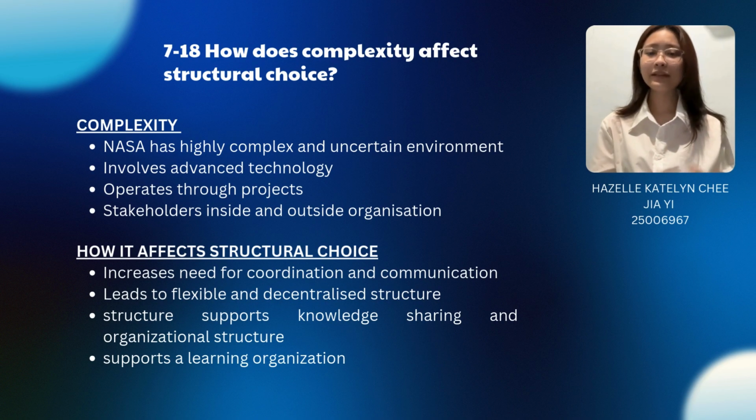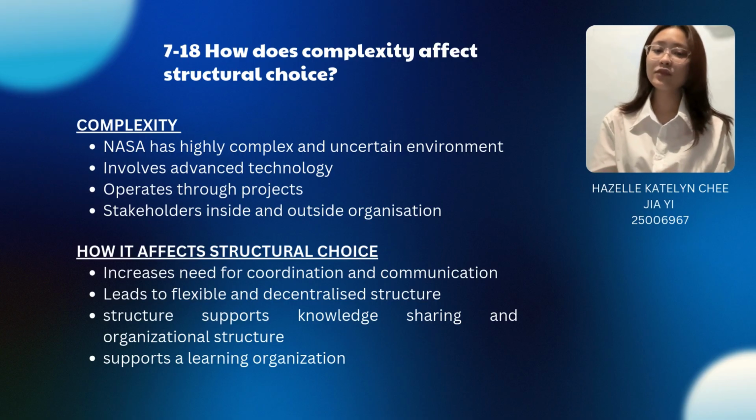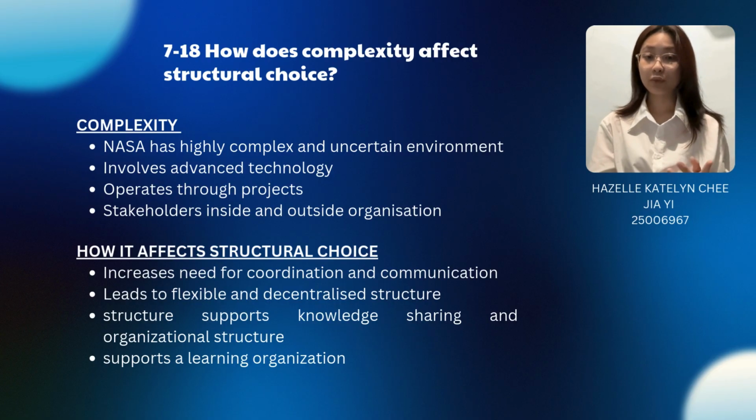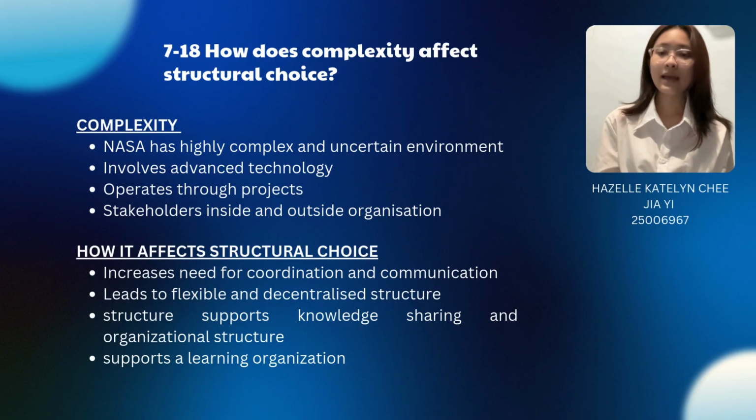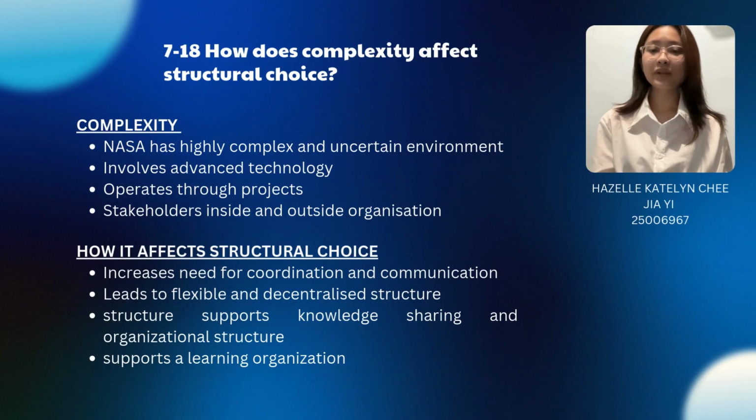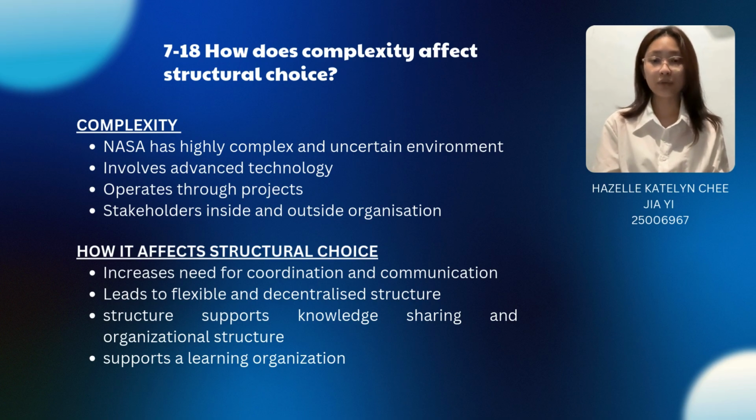How does complexity affect structural choice? First, based on the case study, NASA operates in a highly complex and uncertain environment. Its future missions involve space exploration, advanced technology, and high levels of risk, which makes planning and control even more difficult compared to normal organizations. Other than that, NASA also works with very specialized and advanced technology, and because of this, work cannot be managed through simple routines, and knowledge from experts is required.